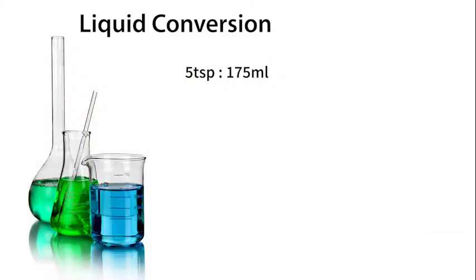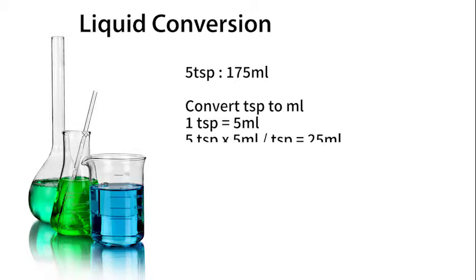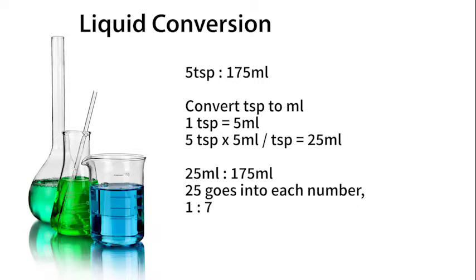Let's do another example. 5 teaspoons as a ratio to 175 mLs. First thing we want to do is we want to make sure that our units are the same. So we're going to convert our teaspoons to milliliters. 1 teaspoon is equal to 5 mLs. And since it's instructed us to give 5 teaspoons, 5 times 5 gives us 25. Now we've got a ratio of 25 to 175, then we reduce to lowest terms. We could use 5 as a number, but we see that 25 goes into both of these numbers. And 25 goes into 25 once, and 25 goes into 175 7 times.